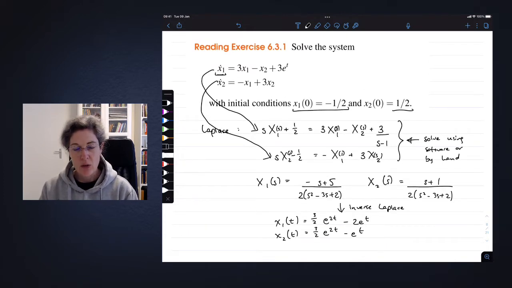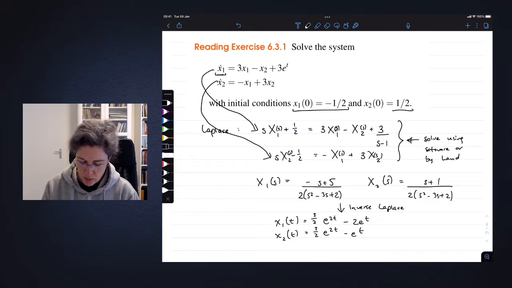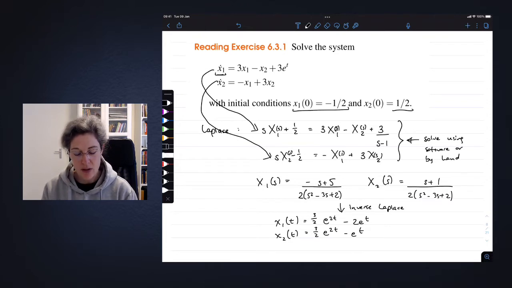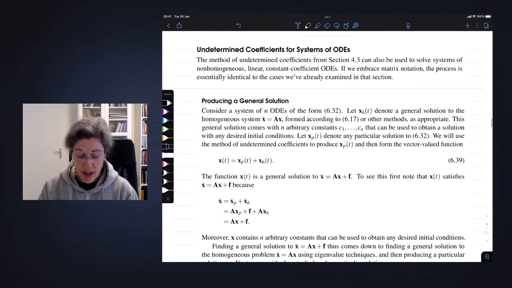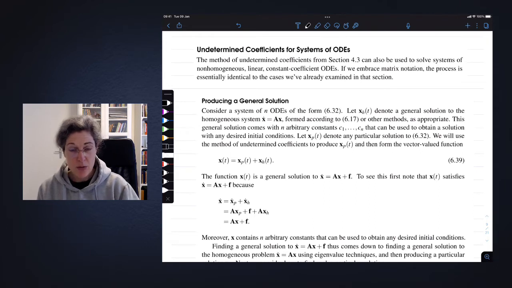Okay, so notice that we've basically leveraged everything that we did with single differential equations and the Laplace transform to be able to pretty quickly solve systems of DEs which have some forcing term that's non-zero. Okay, so that's useful. And in fact, we can leverage our method of undetermined coefficients in much the same way to find a different way of solving systems.